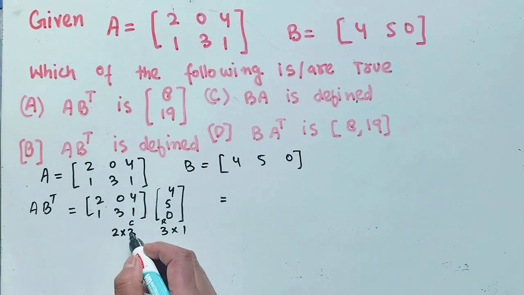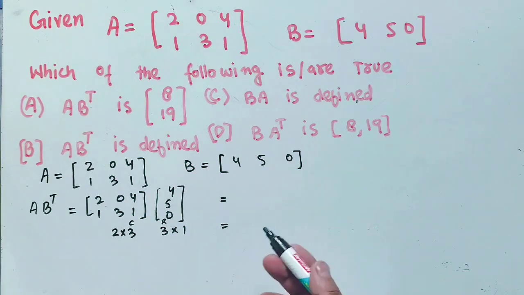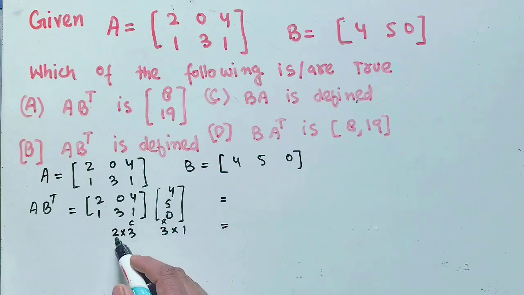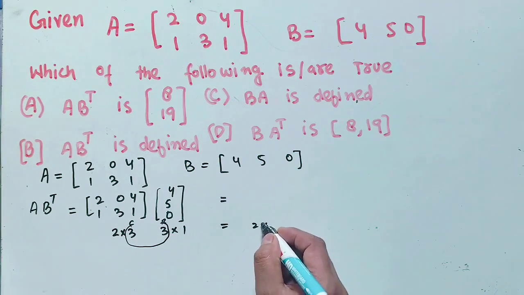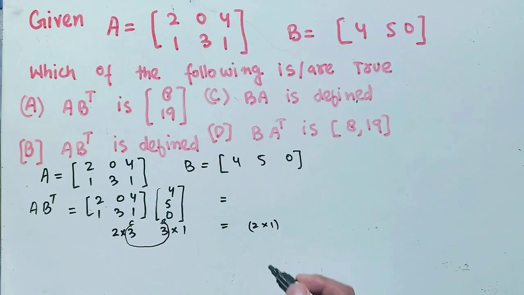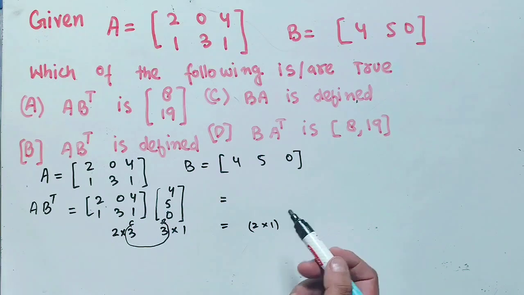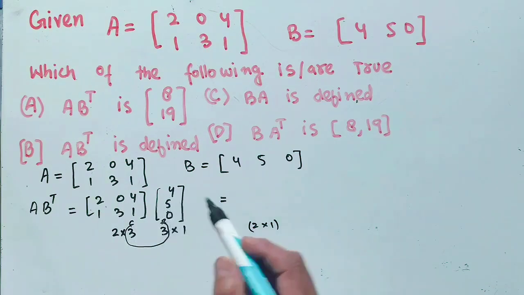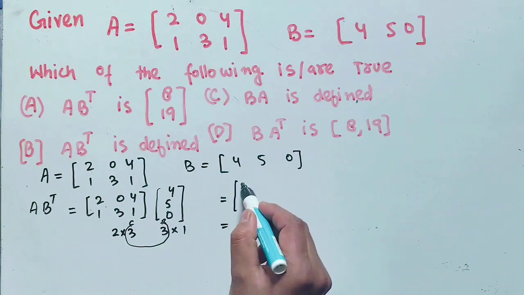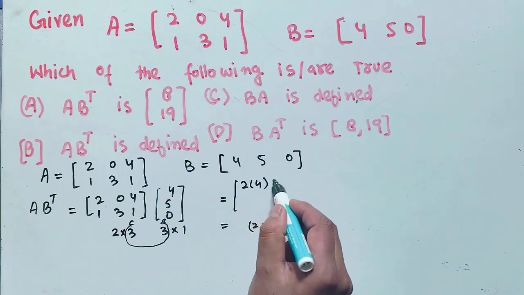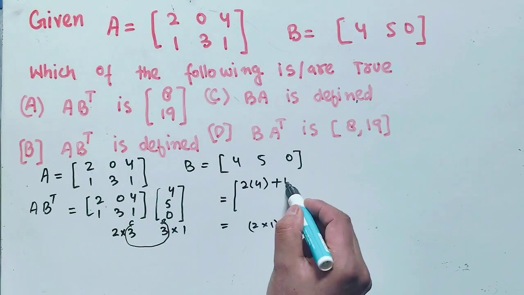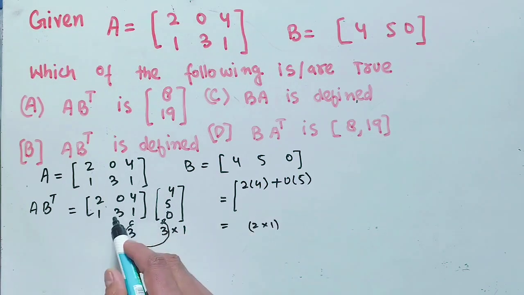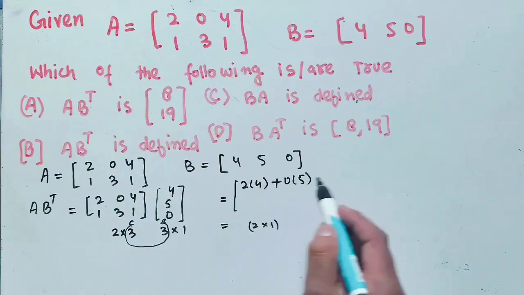So we can do the multiplication. And what will be the order of the product matrix? That will be 2 into 1, that means we will have 2 rows and 1 column. So let's do the multiplication. How do we do it? We multiply rows with the columns. So this row is to be multiplied with this column. So we get 2 into 4 plus 0 into 5, plus 4 into 0.